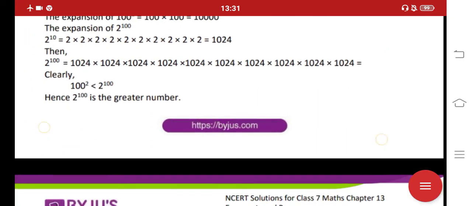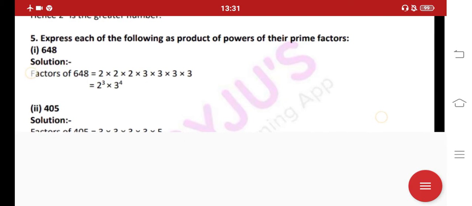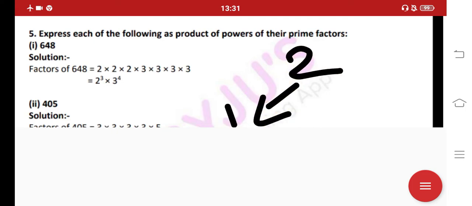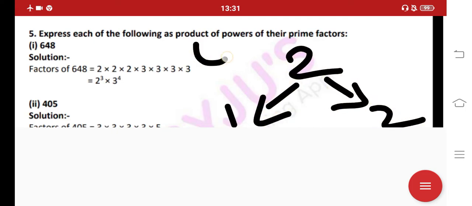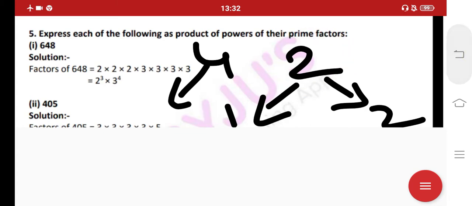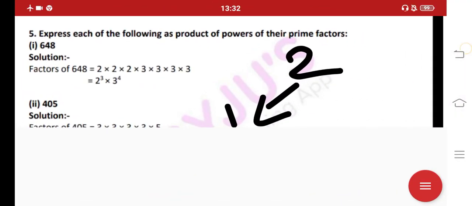Okay. Now see what is given in question number 5. Express each of the following as a product of powers of their prime factors. Prime factor means, let me explain what a prime number is. A prime number is a number which has 1 and the number itself as its factors, like 2. 2 is divisible by 1 and 2 is also divisible by 2. If we say 4, 4 is divisible by 1, also by 2, and also by 4. So any number which has only 2 factors, 1 and the number itself, is called a prime number.